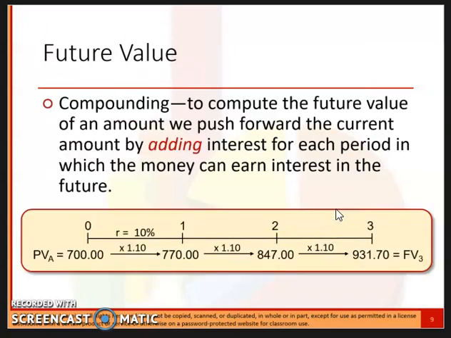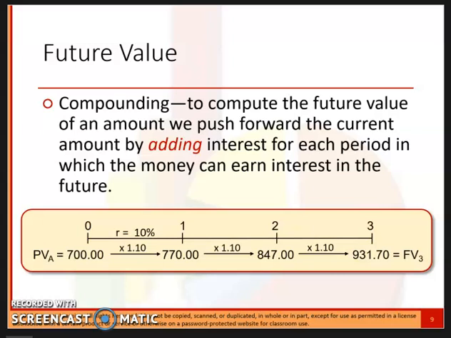All right, so here's future value. We're going to compound the $700 at 10% interest for 3 years. As the book calls it, our opportunity cost rate is 10%. So we'll multiply $700 by 1 plus the interest rate, or 1.1, 3 times.